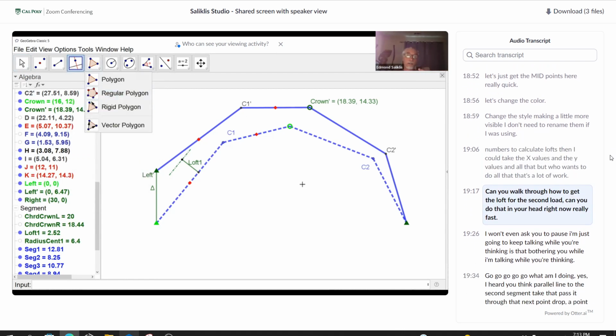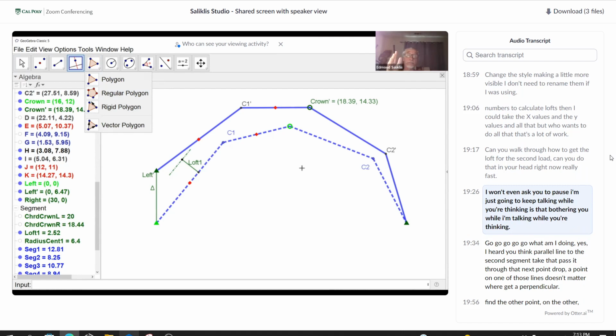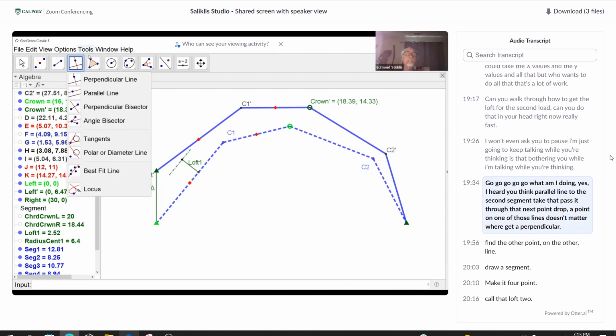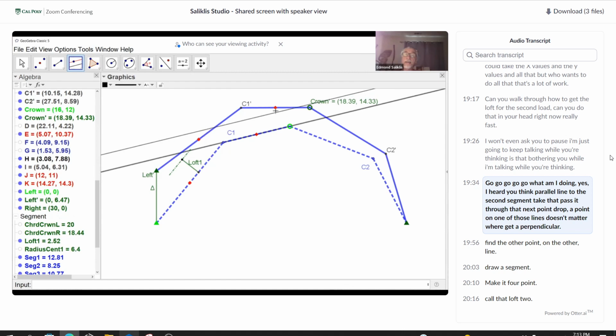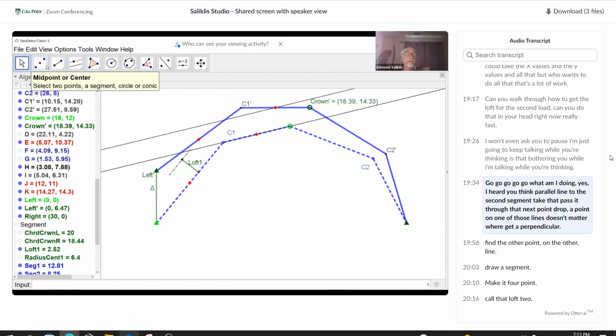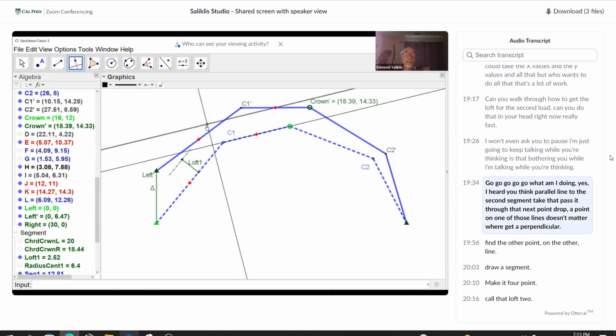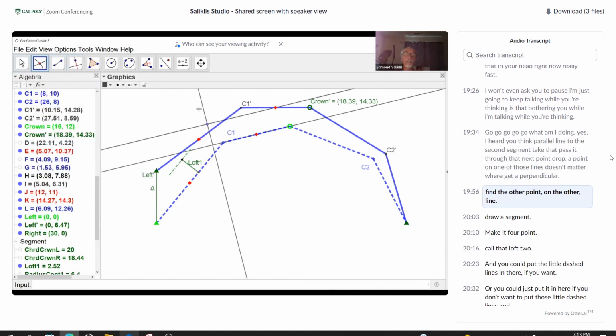Can you walk through how to get the loft for the second load? Can you do that in your head right now, really fast? I won't even ask you to pause. I'm just going to keep talking while you're thinking. Is that bothering you while I'm talking while you're thinking? Go, go, go. What am I doing? Yes, I heard you think. Parallel line to the second segment. Take that, pass it through that next point. Drop a point on one of those lines, doesn't matter where. Get a perpendicular. Find the other point on the other line.